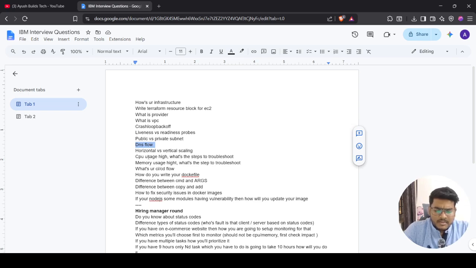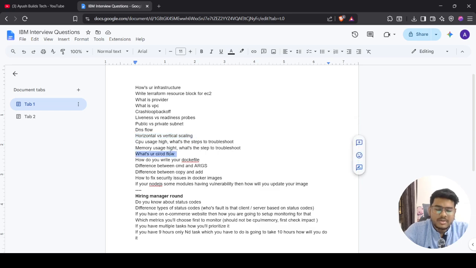Then they asked me a common question: CPU usage is high or memory is high, what are you going to do? After that discussion, horizontal and vertical scaling came up. After all these questions, there was a question on the CI/CD flow as well, and in Docker they asked how you write a Dockerfile.